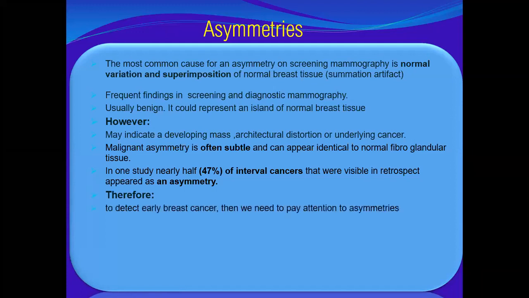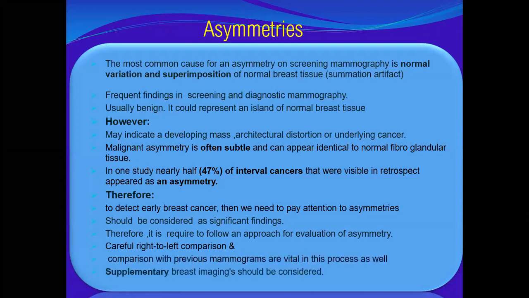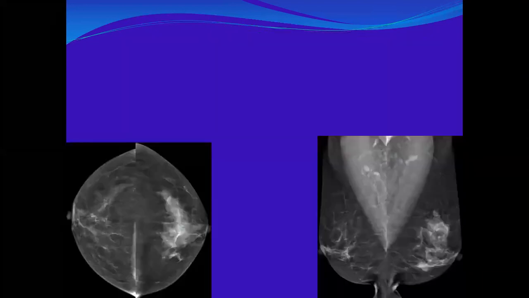Therefore, to detect early cancer, we need to pay attention to asymmetries, and they should be considered significant findings. Therefore, it is required to follow an approach for evaluation of asymmetry. Careful right to left comparison and comparison with the previous mammogram, as Sarah said, are vital in this process as well. Supplementary breast imaging should be considered, as Abir said.